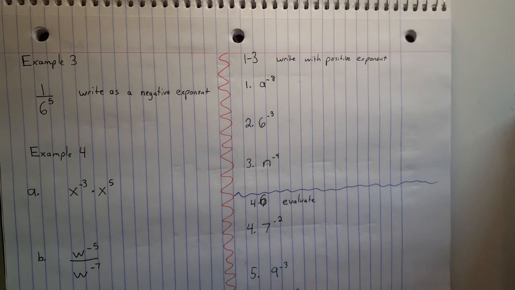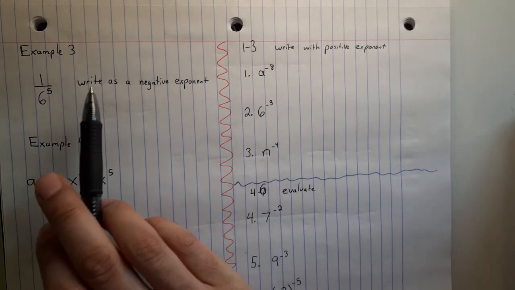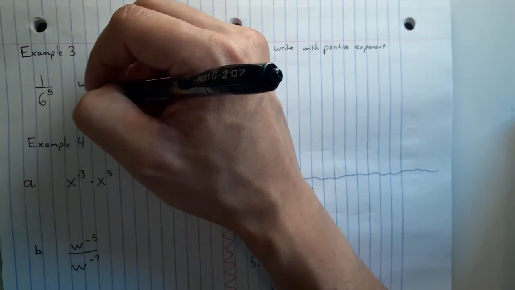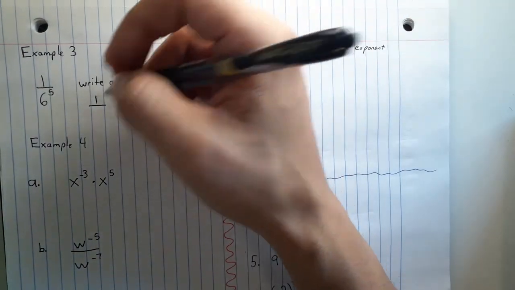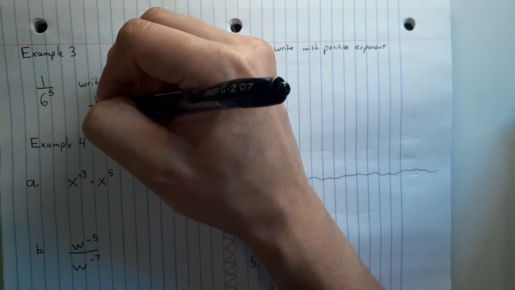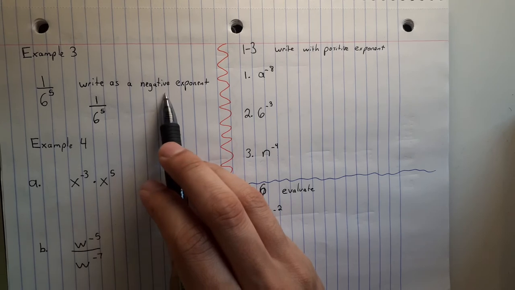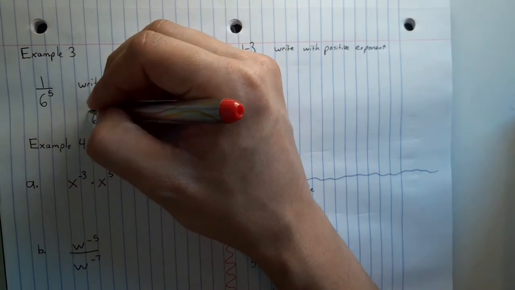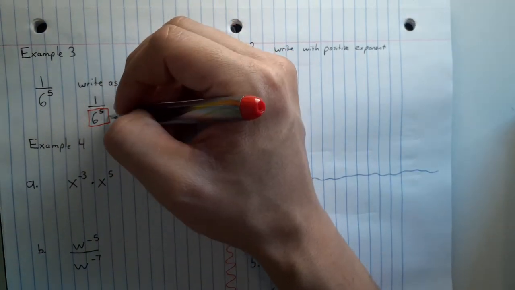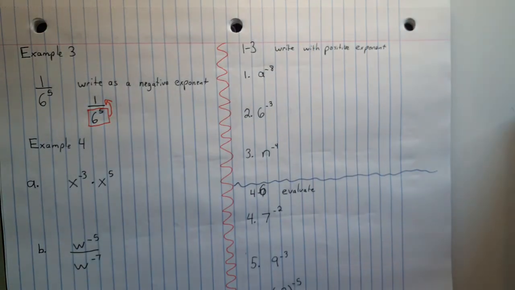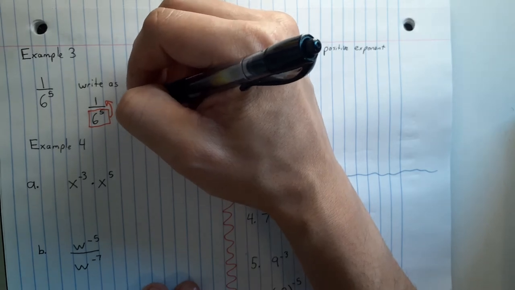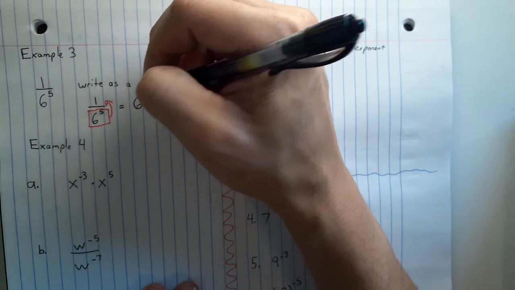Example 3. Write as a negative exponent. Oh, thank goodness I didn't. I mean, oh no, I really wanted to multiply 6 5 times. So 1 over 6 to the 5. If they're asking us to write this as a negative exponent, we just do the reverse of what we've been doing before. We just take our friend there and move him up to the top. Hello, friend. Good to see you. And that would be the same as 6 to the negative 5.